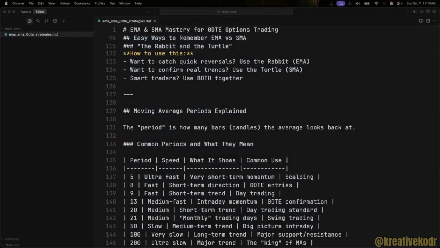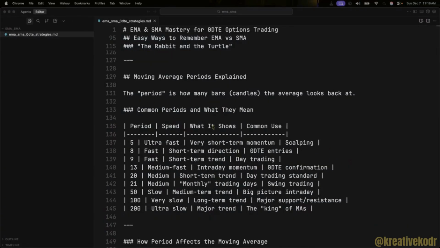Now let's go back to Cursor. We talked about periods. Here are some of the most common periods and what they mean. 5 is the last 5 minutes. This is ultra fast, a very short-term momentum, and it's commonly used for scalping strategies. A period of 8 is fast, short-term direction, and zero DTE strategies. We talked about zero DTE. These are option contracts that expire the same day.